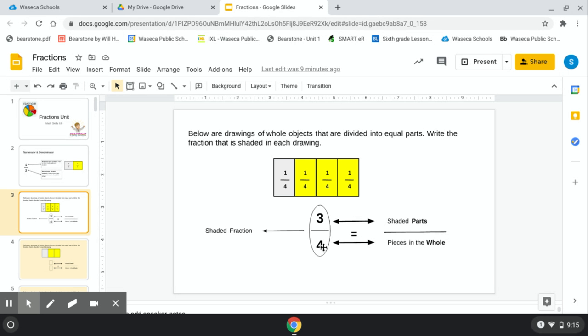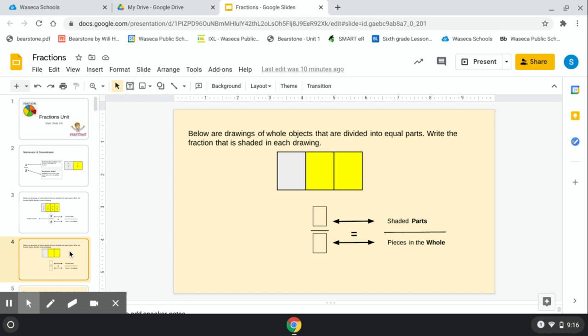And then for our denominator, it's how many pieces are in the equal shape. So I see there's 1, 2, 3, 4 equal parts in this shape, which is a rectangle. So 4 would be our denominator, or bottom number. And when we have 4 in our denominator and 3 in our numerator, our shaded fraction would be 3/4, because 3 parts are shaded and there's 4 equal parts total.